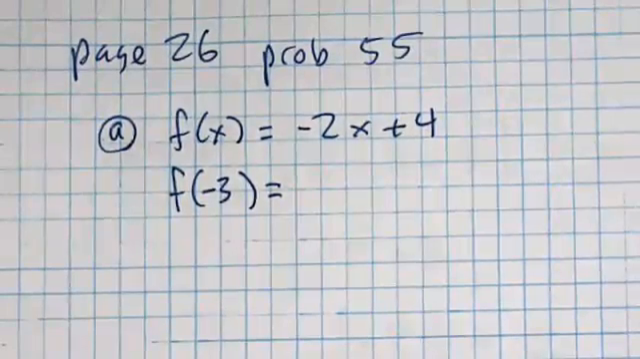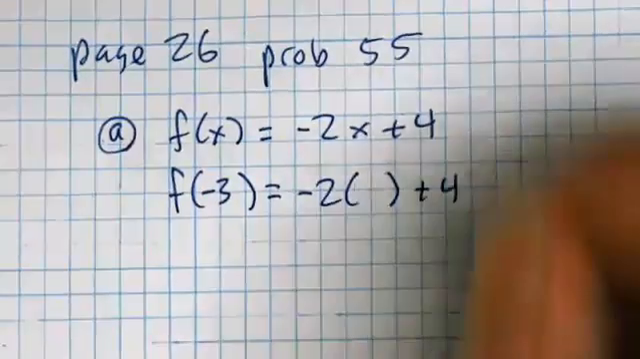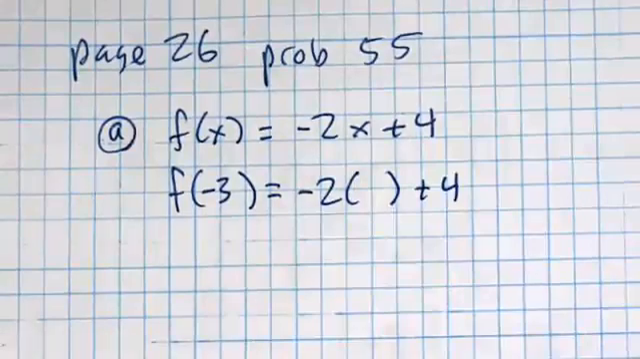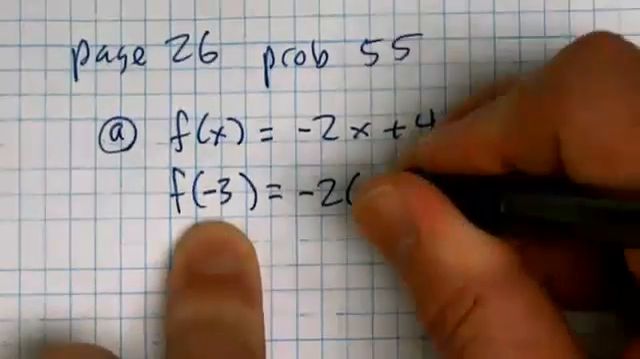Are you comfortable with how I translated that picture into a problem kind of similar to what we just did? Are we good with that? All right, so my equation now is negative 2x plus 4, but I left my x out. And I'm going to replace it with the value of x they gave us here, which is negative 3.